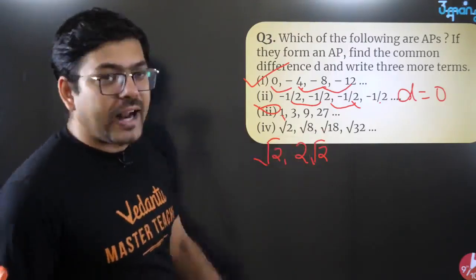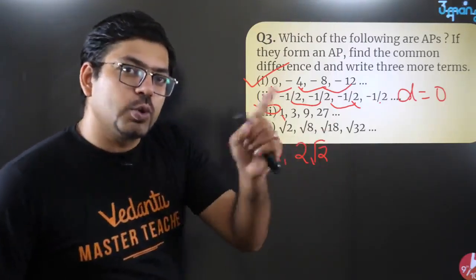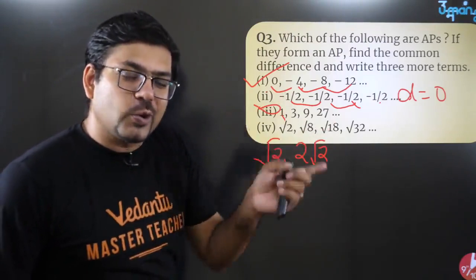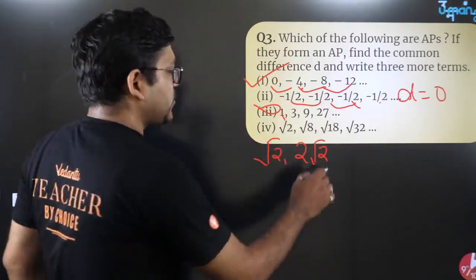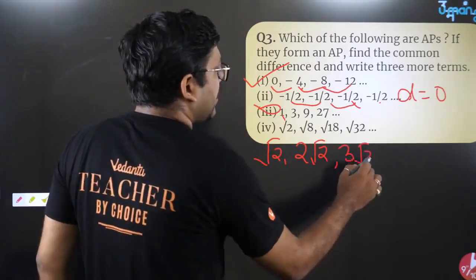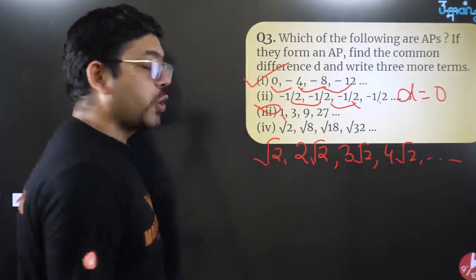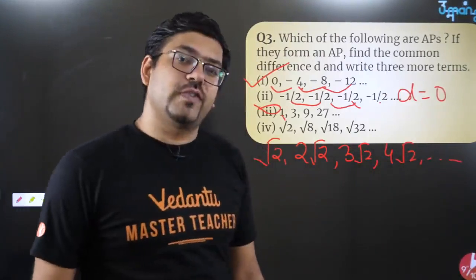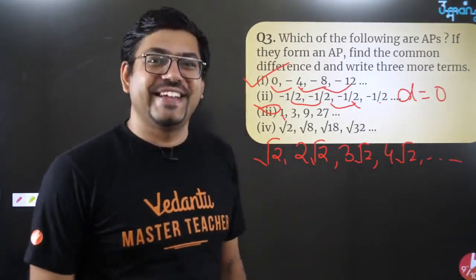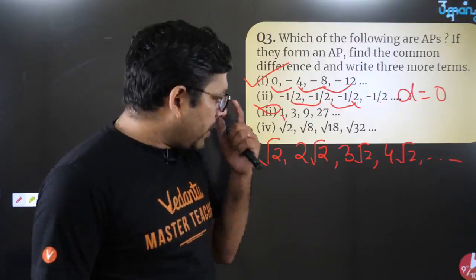Similarly, if you look at root 18, you can write 18 as 9 into 2. Then root 9 is 3, so this is 3 root 2. Similarly, this is 4 root 2 and so on. So you got root 2, then 2 root 2, 3 root 2, 4 root 2, 5 root 2 and so on. So from here, is it an AP?